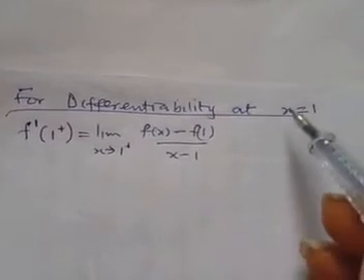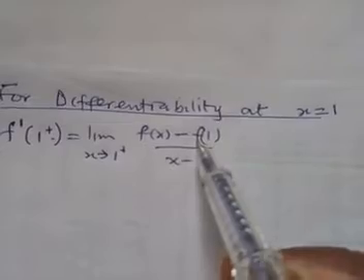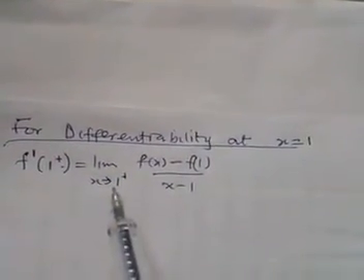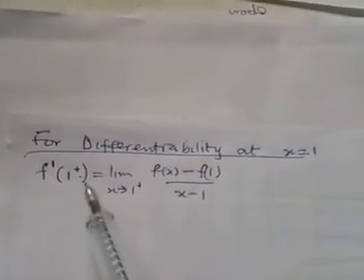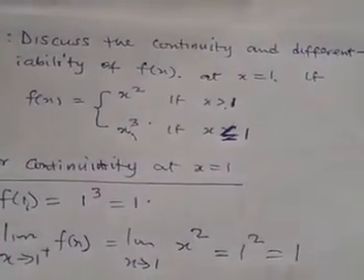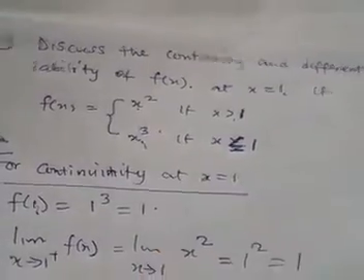So for differentiability at s = 1, first consider the definition. This is the definition, and the definition is leading to limits. So we need to find the right-hand limit. The right-hand limit of this will be equal to the derivative. And when s is greater than 1, our f(s) is equal to s squared.